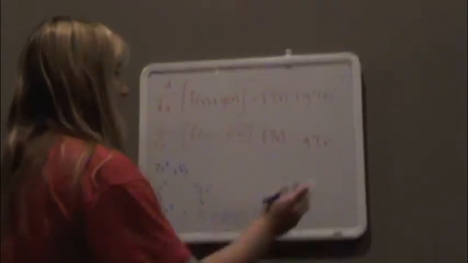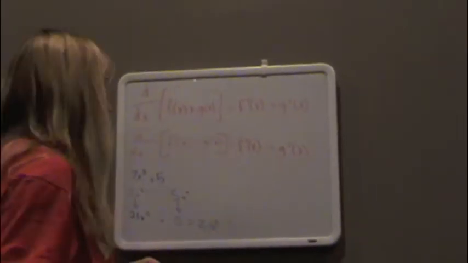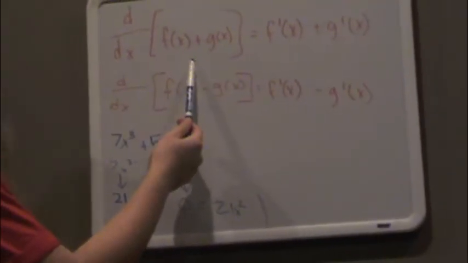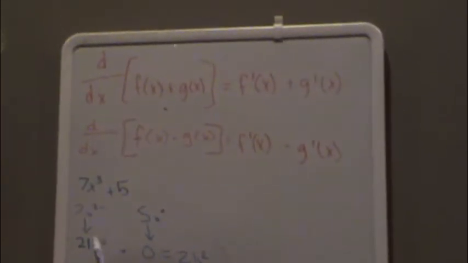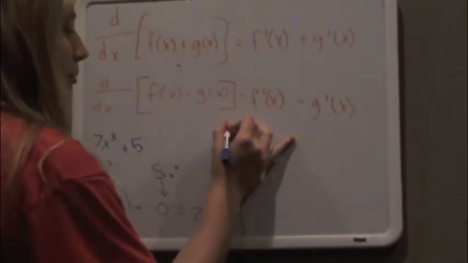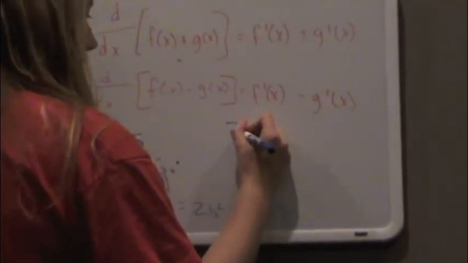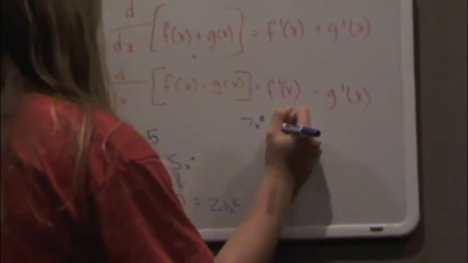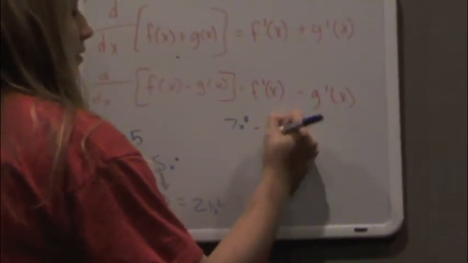And now let's use the difference rule for deriving an equation. So we're going to do the same thing as we did for the sum rule, but we're just subtracting instead of adding the two derivatives together. So let's do the same equation, but with a minus sign. So 7x cubed minus 5.